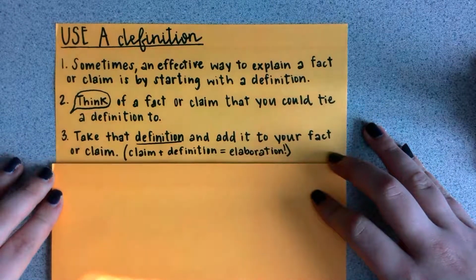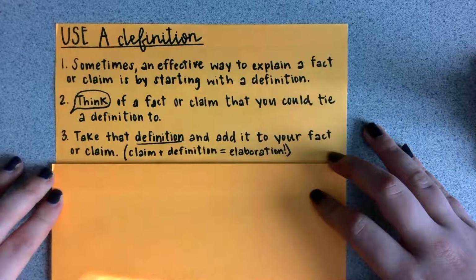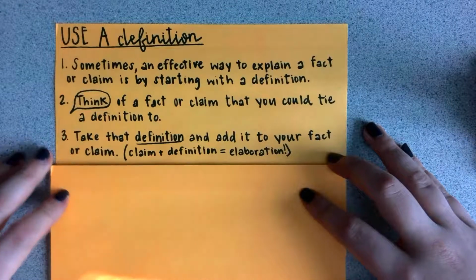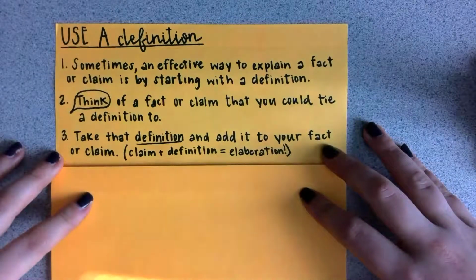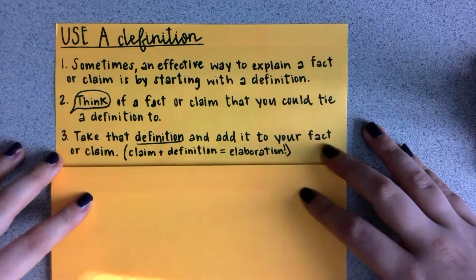After you do find a fact or a claim that you can possibly tie a definition to, you're going to take that definition and add it to your fact or claim. Same process as the 2 weeks before this. Again, think of it as a math equation. You're going to take your claim plus your unique definition, and boom, you got elaboration.